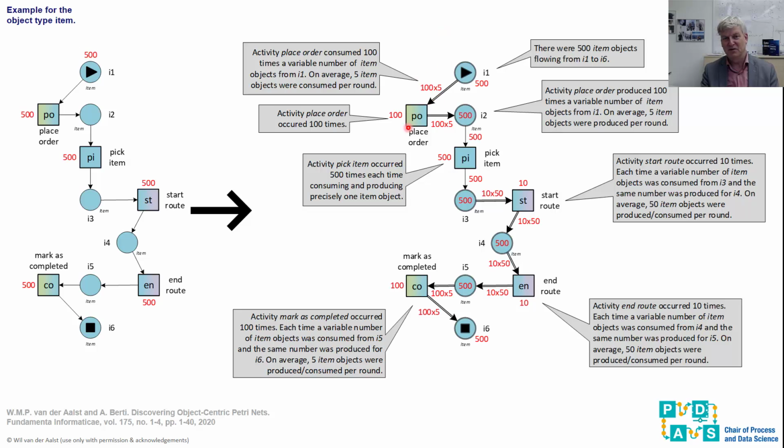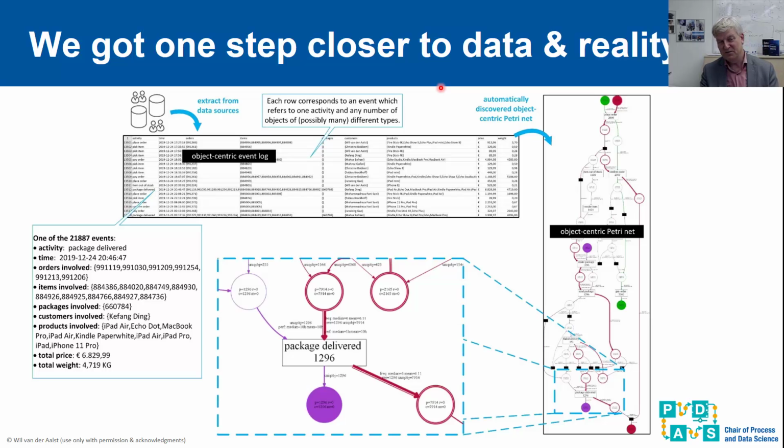For example, if we look at place order, it happened 100 times, and this is the item flow. Earlier it said 500 for place order, but in reality it's only 100. So we know that there must be a thick arc. And if we look at the data, then actually place order happened 100 times with on average 5 items being involved. And I could do this for the rest. If we do that, we get the diagrams that we just saw.